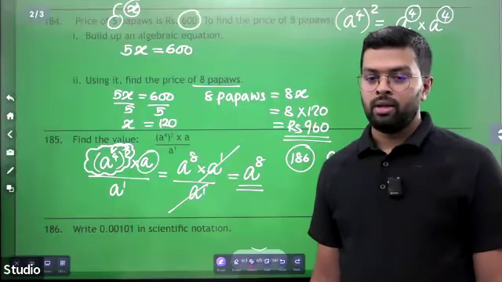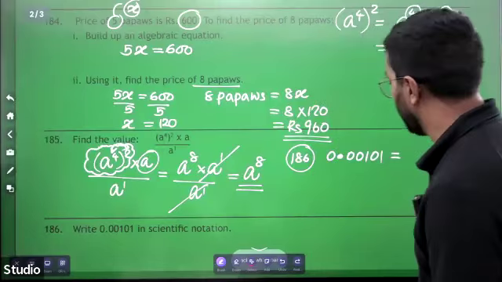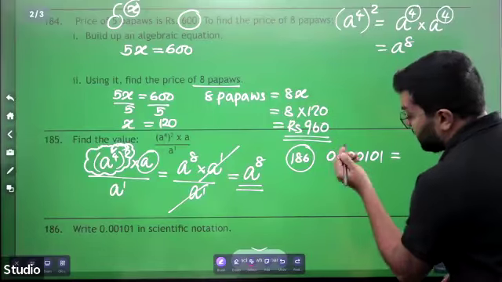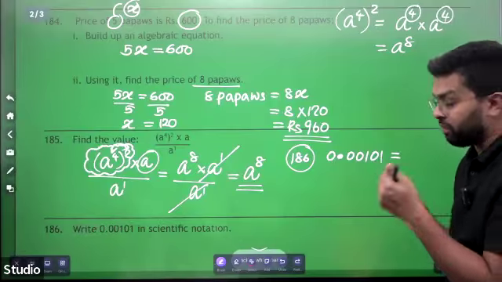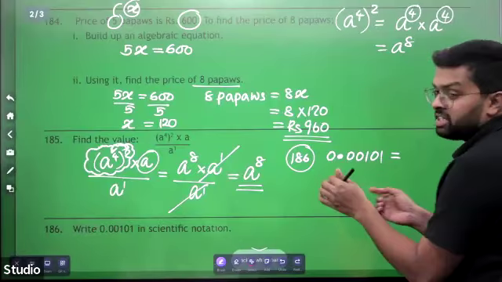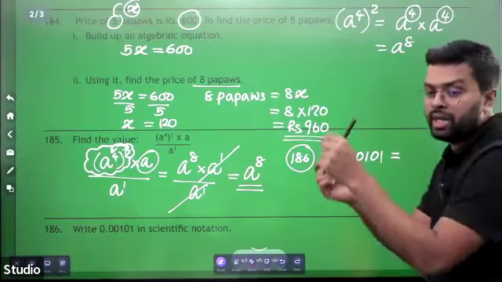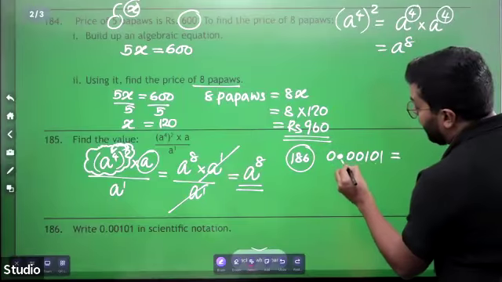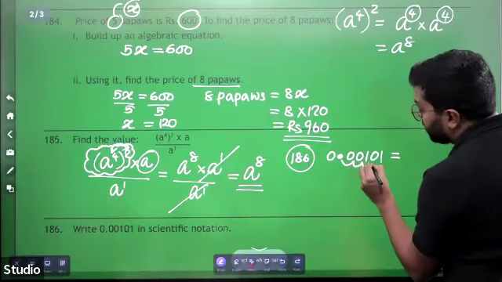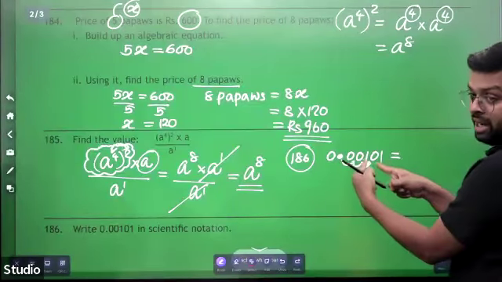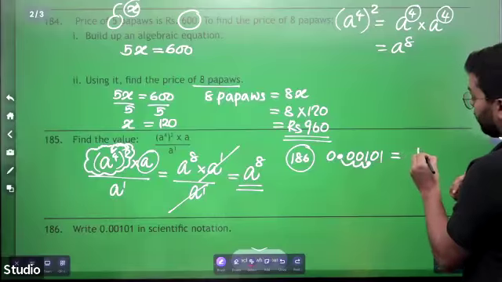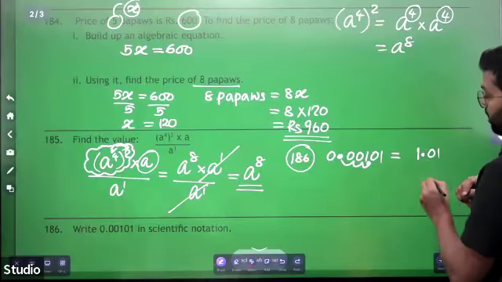Let me bring this decimal. When we are writing a number in scientific notation, the requirement is to move the decimal point here and there in order to get a number in between 1 and 10. So once you bring the decimal point in between 1 and 0 here, you will get 1.01.